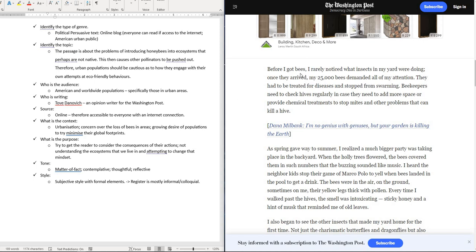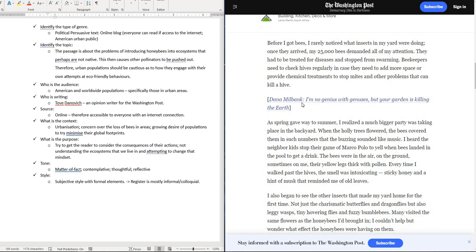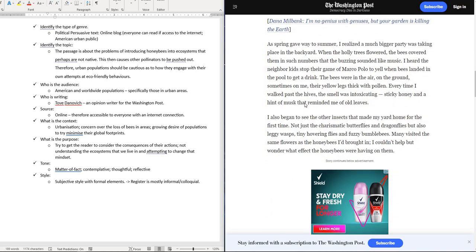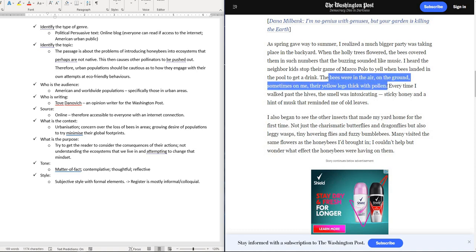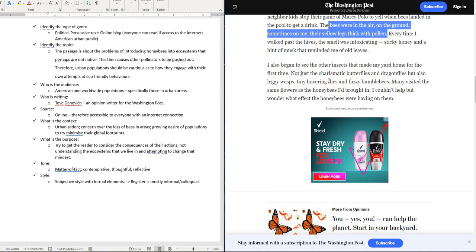We get the author's perspective on his own beekeeping experience, but really what we're starting to see is that because of the amount of people having home beehives, they're becoming swarm-like, right?